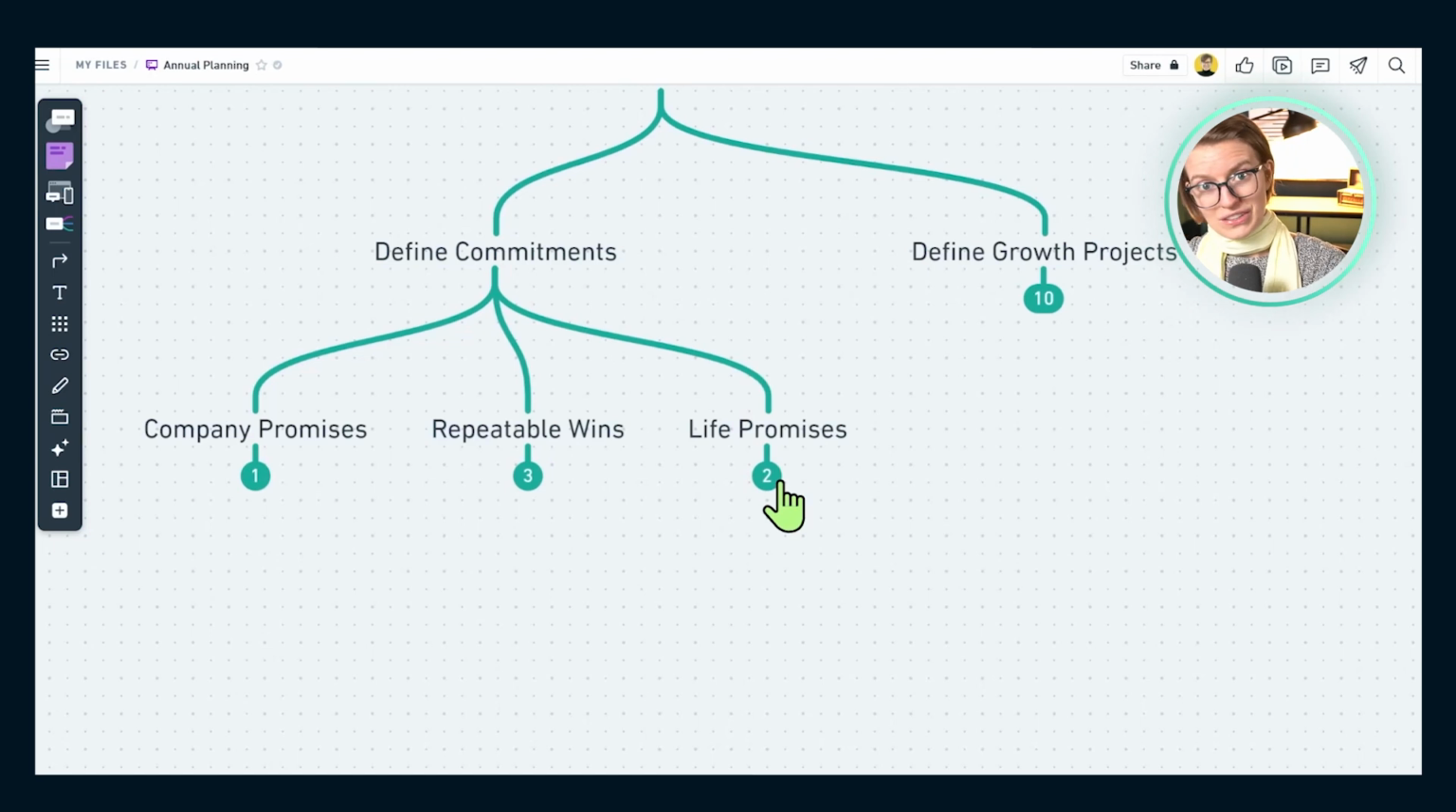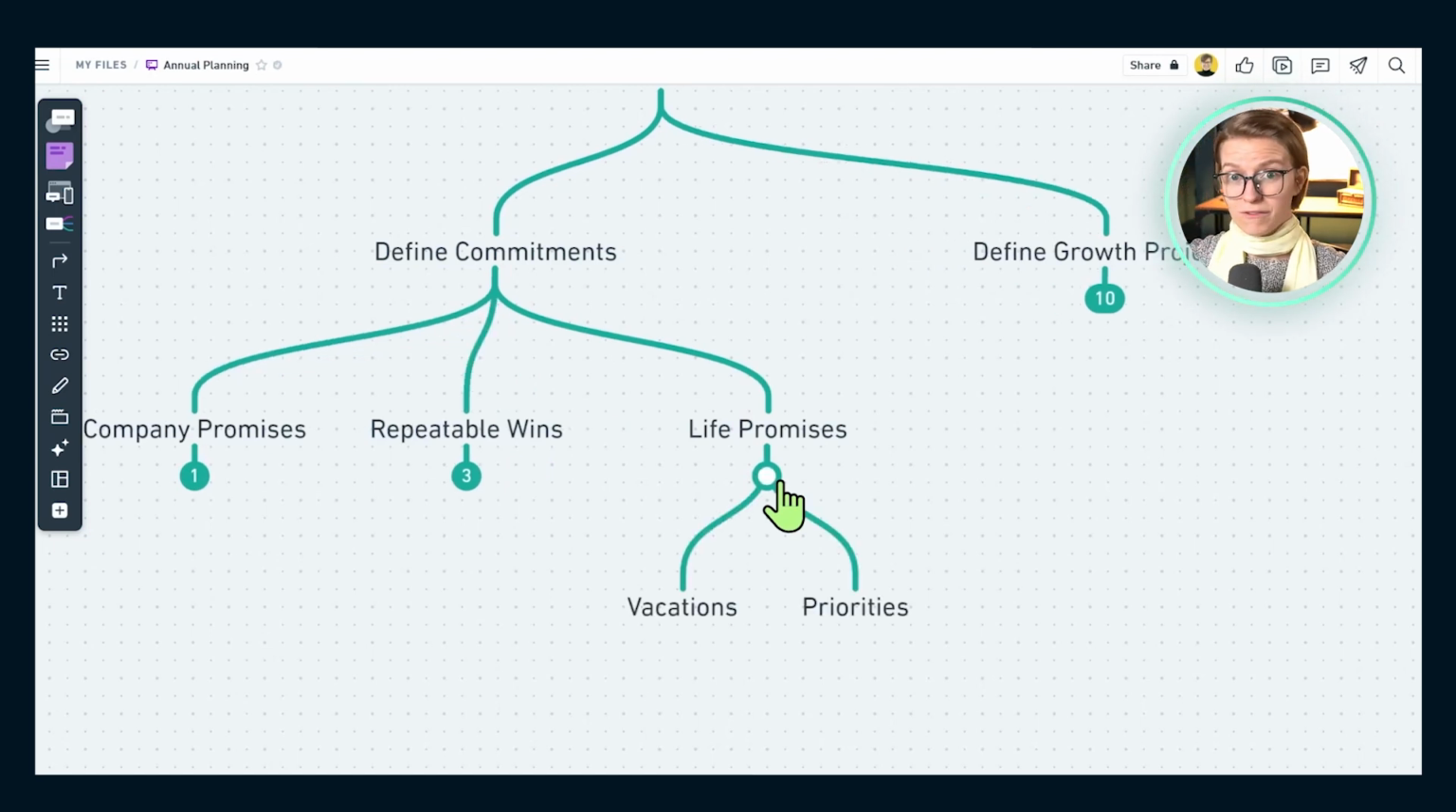Finally, even though we're focusing on the company side today, life promises figure in here too. I will usually plan my personal vacations at the same time as I plan the company overall annual plan because I want to make sure I'm not heading out on vacation before a giant sales campaign and vice versa.